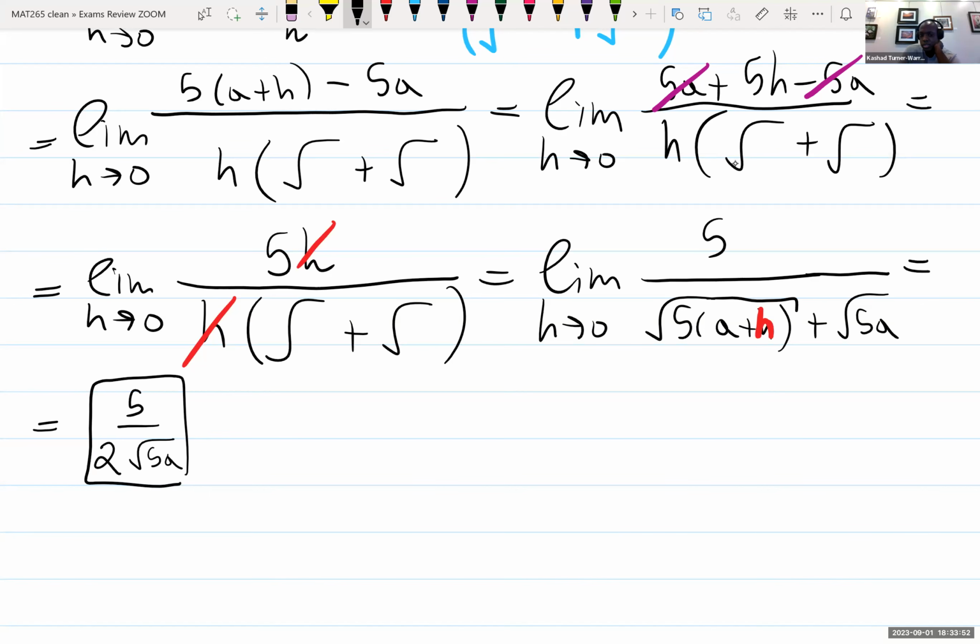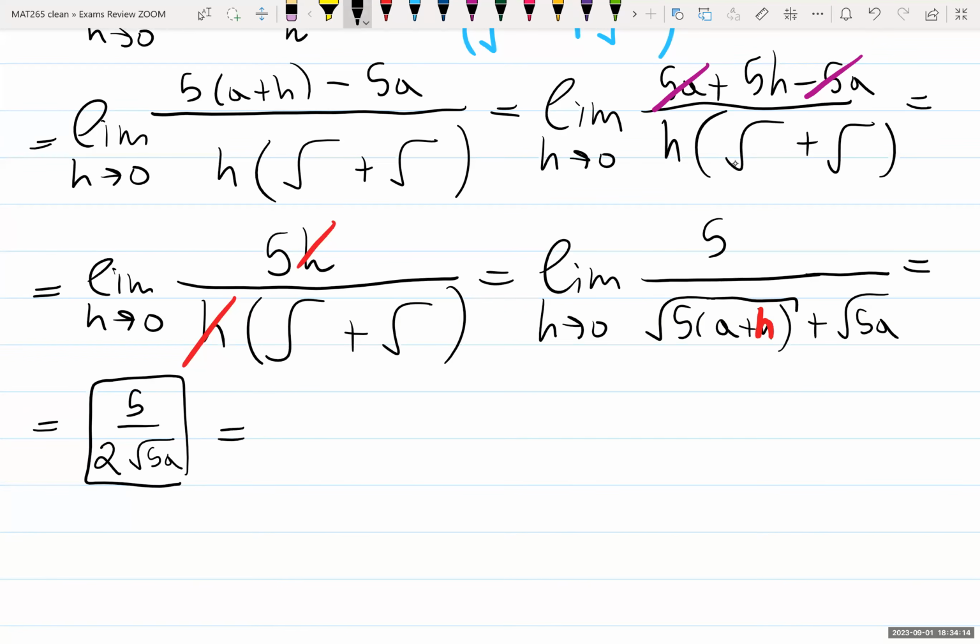Professor, quick question. Like the step before, the 5 over 2 square root of 5a, can we just take the square root of the whole fraction to get rid of the square root in the denominator? Would that still give us the same answer? Square root the whole fraction.